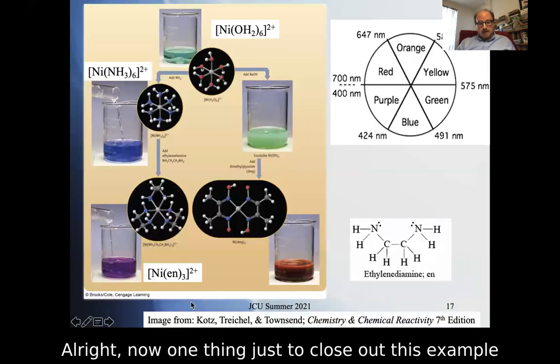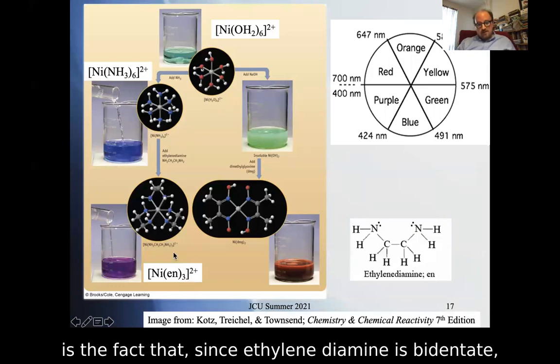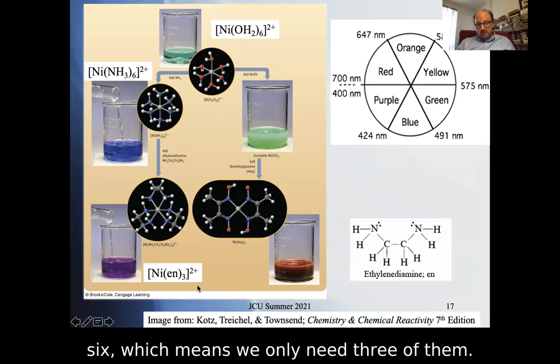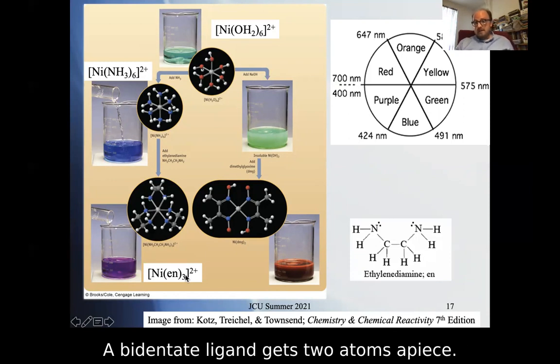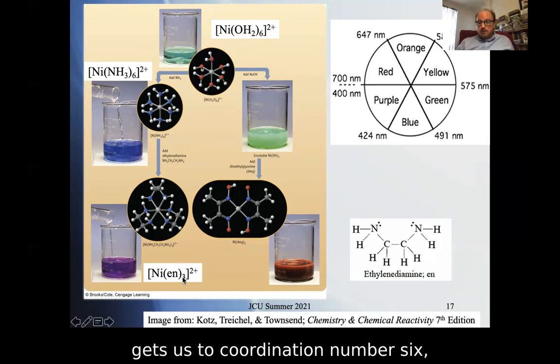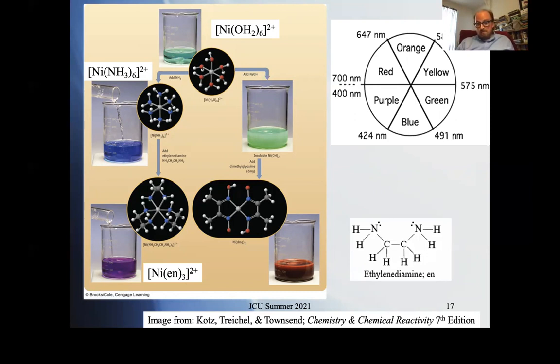All right, now one thing just to close out this example is the fact that since ethylenediamine is bidentate, we're still trying to get to coordination number 6, which means we only need 3 of them, right? A bidentate ligand gives 2 atoms apiece. So if we have 3 of them, that gets us to coordination number 6, because it's 3 ligands times 2 each, which would be 6.